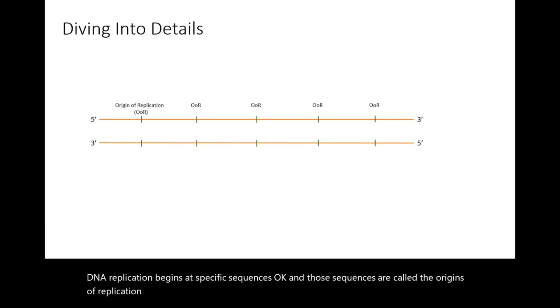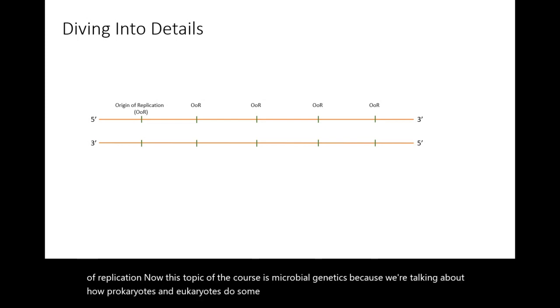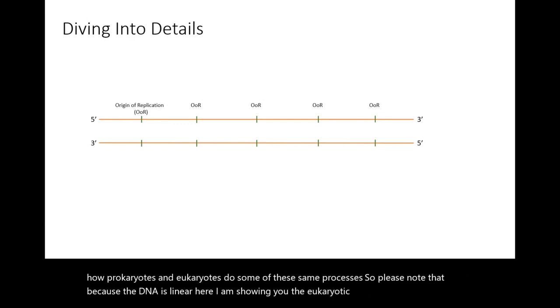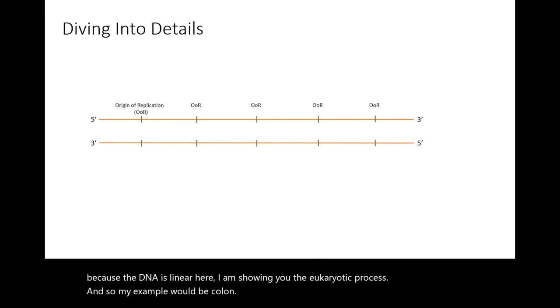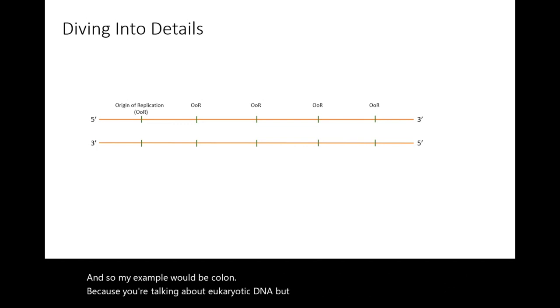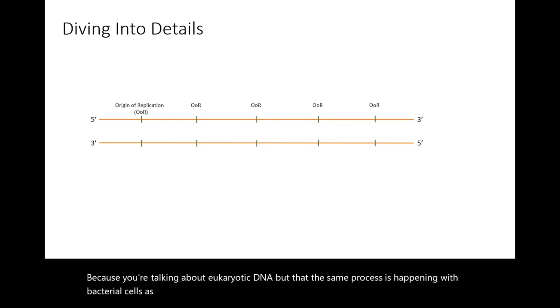Now, this topic of the course is microbial genetics because we're talking about how prokaryotes and eukaryotes do some of these same processes. So please know that because the DNA is linear here, I am showing you the eukaryotic process. My example of E. coli cells, because we're talking about eukaryotic DNA, but know that the same process is happening with bacterial cells as well. But remember, their chromosome is circular, so it's just a lot harder to create images of this happening with a circular piece of DNA.